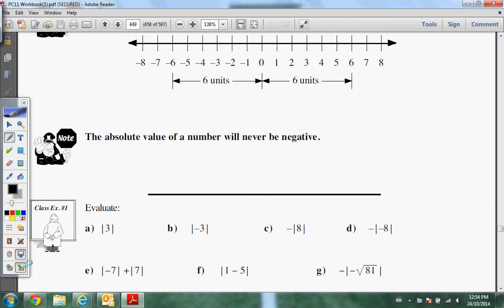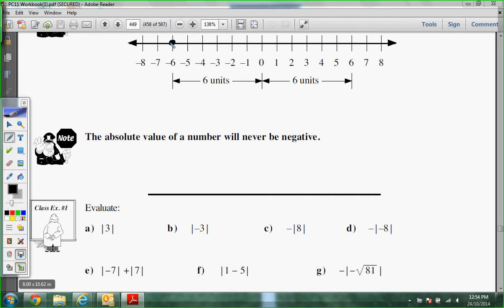This is what I was talking about. If we have 6 and negative 6, here's negative 6, here's 6, here's 0. The one from the negative is still 6 units from 0. The one from the positive is still 6 units from 0. That's what we're talking about.